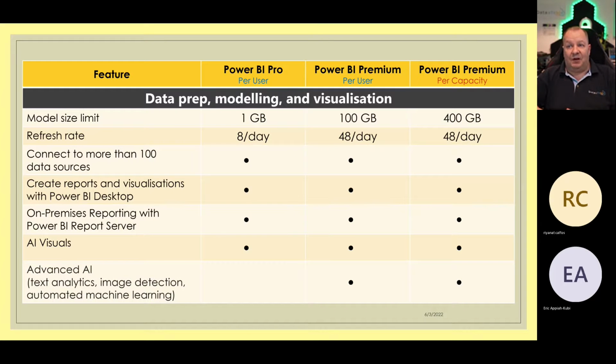You can see here we've got a breakdown of creating reports with Power BI Desktop. That's across all the SKUs. Again, for on-premises reporting, we can create the reports. AI visuals are available, and these are specific AI visuals, something like the decomposition tree, for example. It's going to be the different new ones that were added recently. We can go into specific details about those visuals, but there are some advanced options that are only available in the Premium capacity, and that's where we start using machine learning and something like the cognitive services.